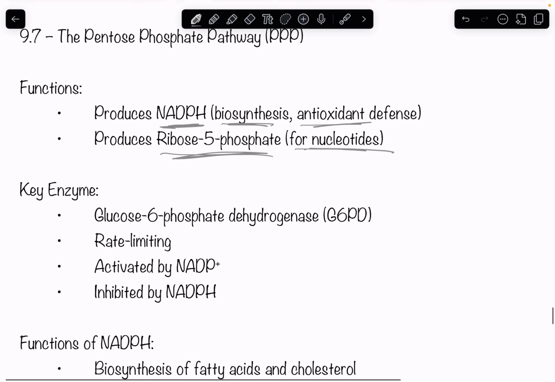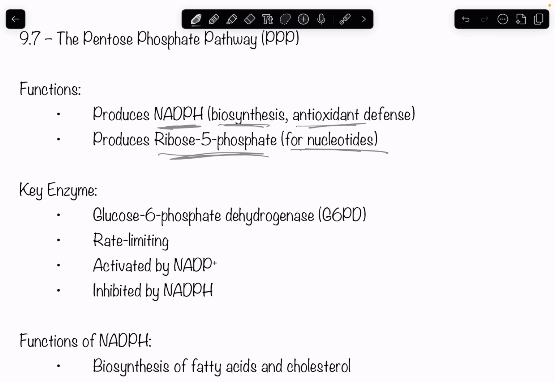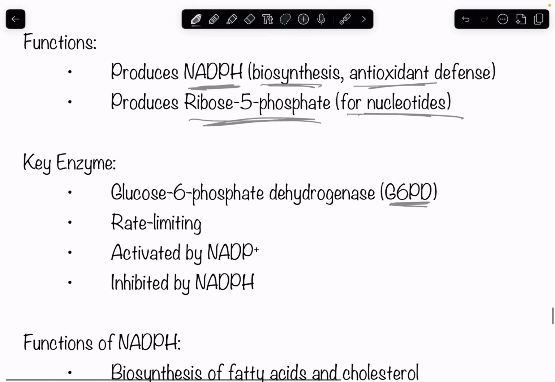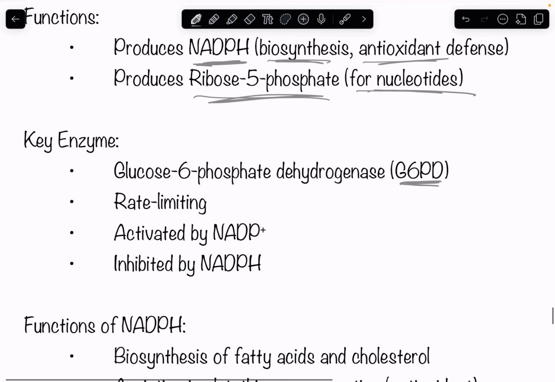Some key enzymes in the PPP: glucose 6-phosphate dehydrogenase, which we just call G6PD. You'll see this abbreviated a lot. It's annoying because I don't like abbreviations. But anyways, this is your rate limiting step. It is activated by NADP+ and it's inhibited by NADPH.